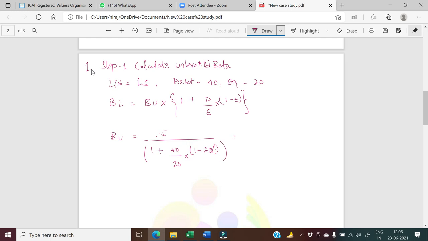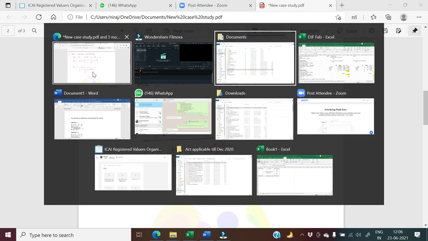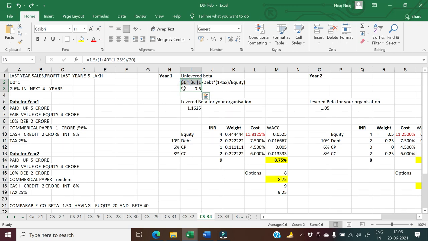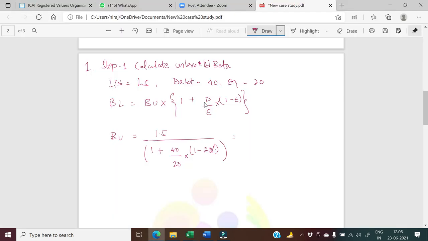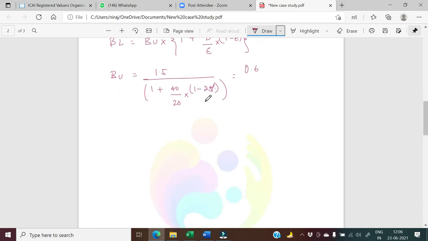Okay, and bracket close. The answer for this, I have already calculated here, would be 0.6. So here unlevered beta is 0.6. Now I have to calculate step 2, the levered beta for the company.